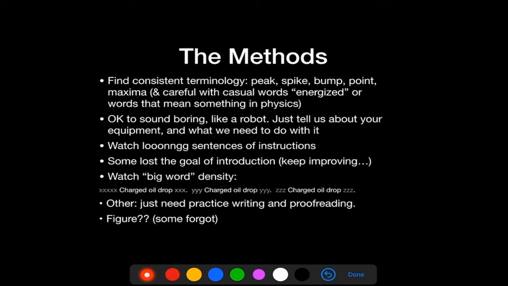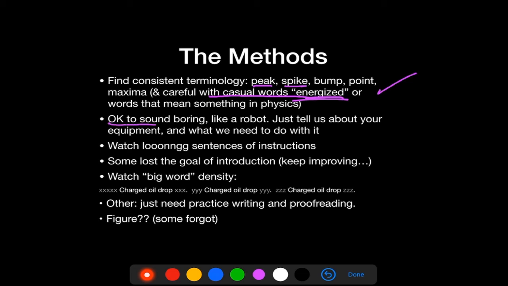I encourage you to look at that document online here, but find consistent terminology. If you have a peak, don't call it a peak in one paragraph and a spike in another, that sort of thing. And be careful with casual words. Things like "energize" mean specific things in physics, so be careful with the way you describe things.